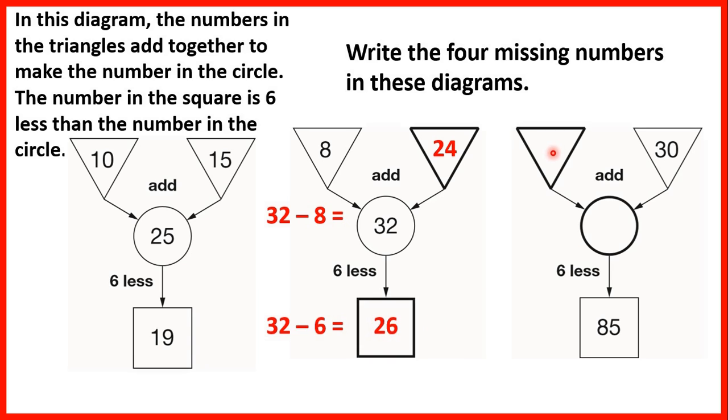Now here we have something plus 30 is something. So there are 2 numbers that we don't know. So instead, let's start here and think something minus 6 is 85. So 85 plus 6 is 91. So that means 91 minus 6, or 6 less than 91, is 85. So now we have something plus 30 is 91. So again, because it's a missing number, we can use the inverse, and 91 minus 30 is 61.